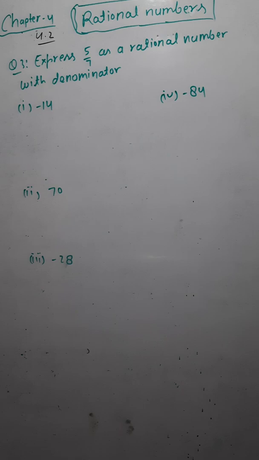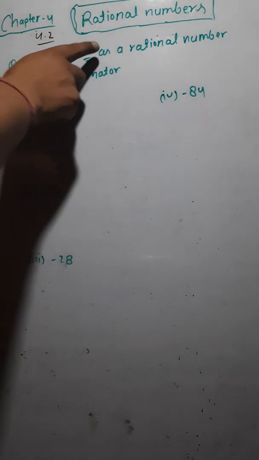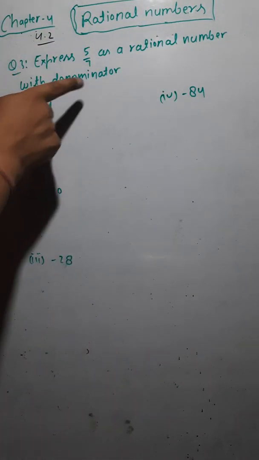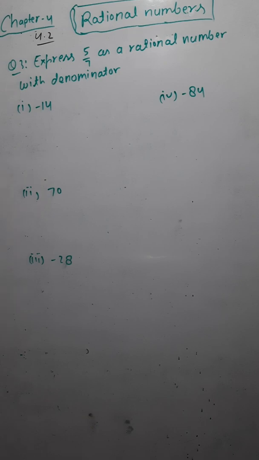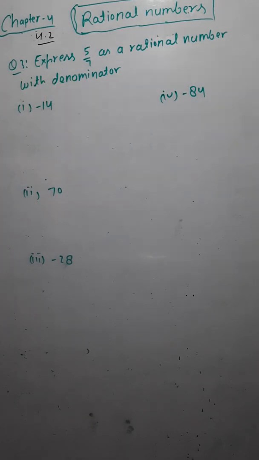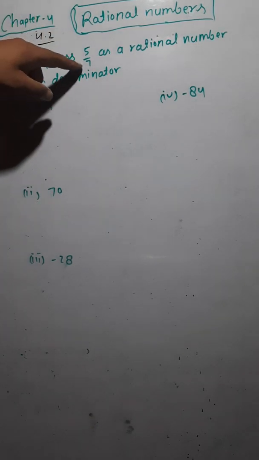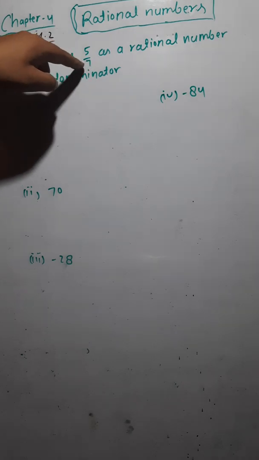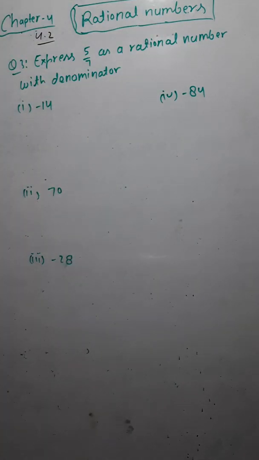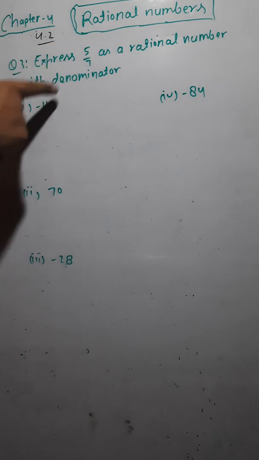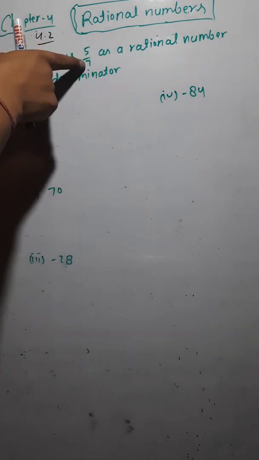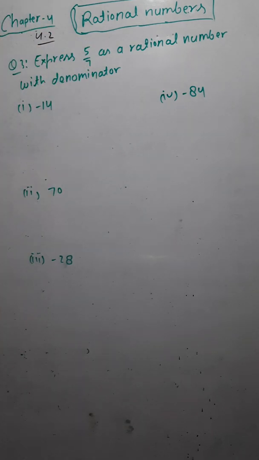Now this is the next question. The question is: express 5 by 7 as a rational number with denominator minus 14. Now you have to change this denominator into minus 14. How can this become minus 14? If you are multiplying this by minus 2. 7 2s are 14, then only it can become minus 14.